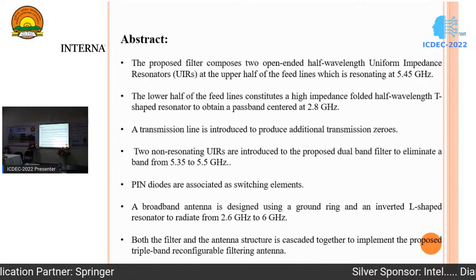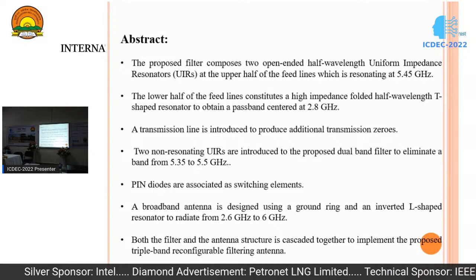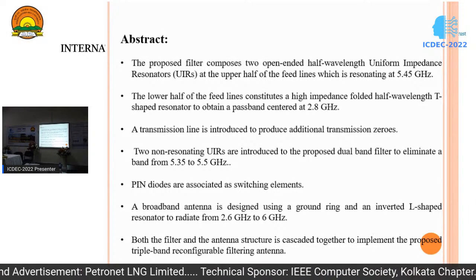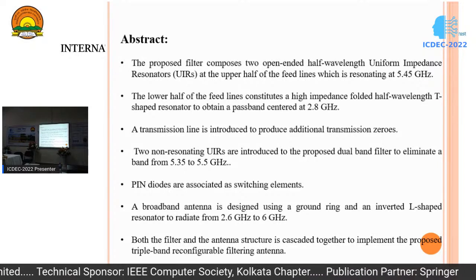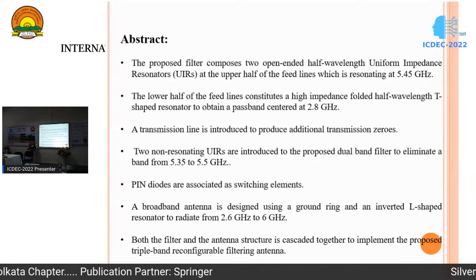The broadband antenna is composed of a ground ring, an inverted L-shaped resonator, and a monopole radiator, and finally it covers the radiating frequency range of 2.6 to 6 GHz. And finally, what we are doing is cascading the filter into the feeding line of the antenna structure, and just by properly biasing the PIN diodes, we can reconfigure the proposed triple band filtering antenna into different band configurations.